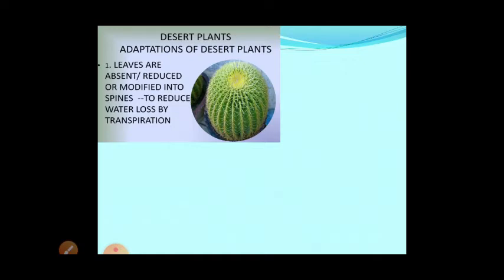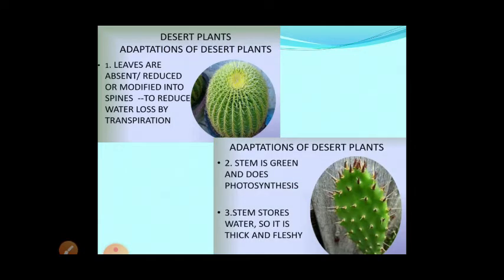In desert plants, what type of adaptation can we observe? Leaves are absent. As I already told, there are no leaves. They are modified into spines to reduce water loss. You have already learned transpiration, correct? As leaves will not be there, transpiration will stop and loss of water will not happen. Then the stem is green, very thick and fleshy, and it does photosynthesis because it has chlorophyll. The stem stores water, and it is thick and fleshy.